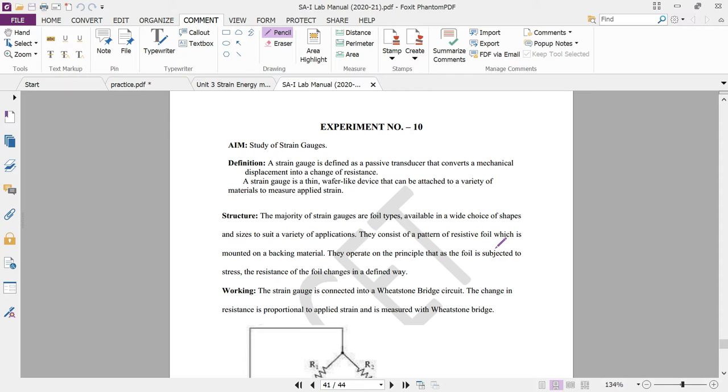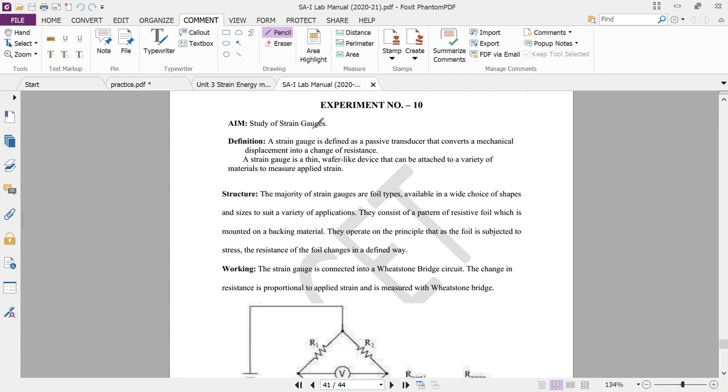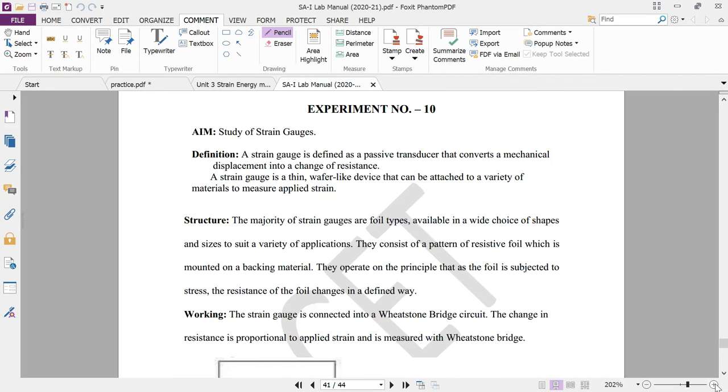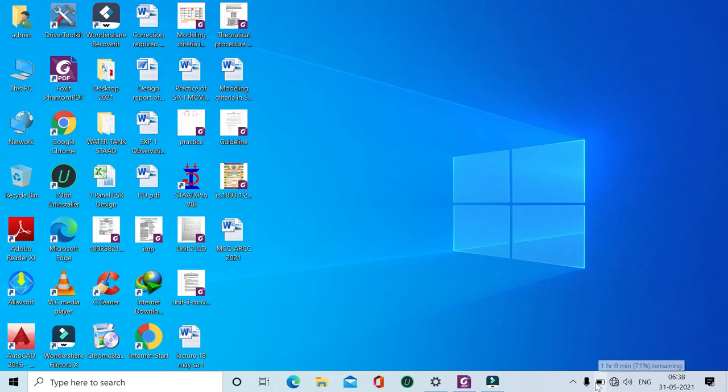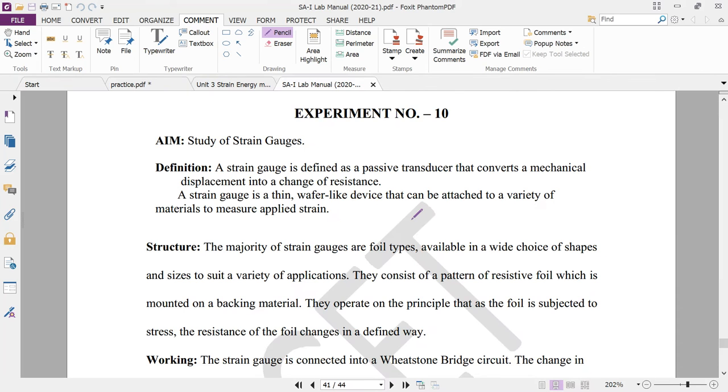So let us see the study of various strain gauges. What is the meaning of strain gauges, why is it used? What are the applications of strain gauges, what is the structure of strain gauges? Let us see in detail. The aim is the study of the strain gauges.